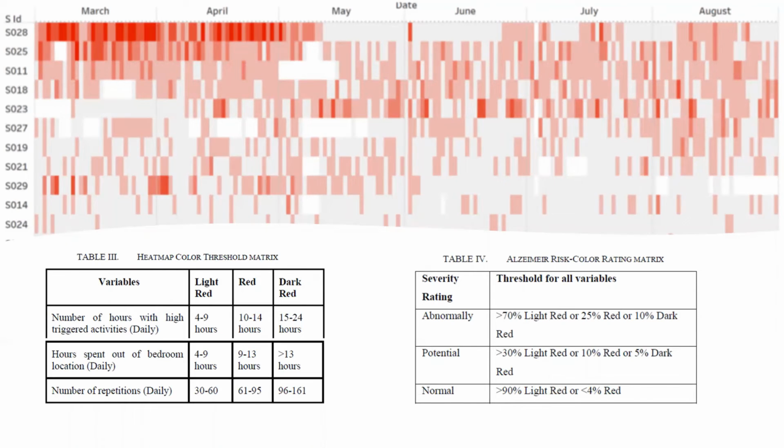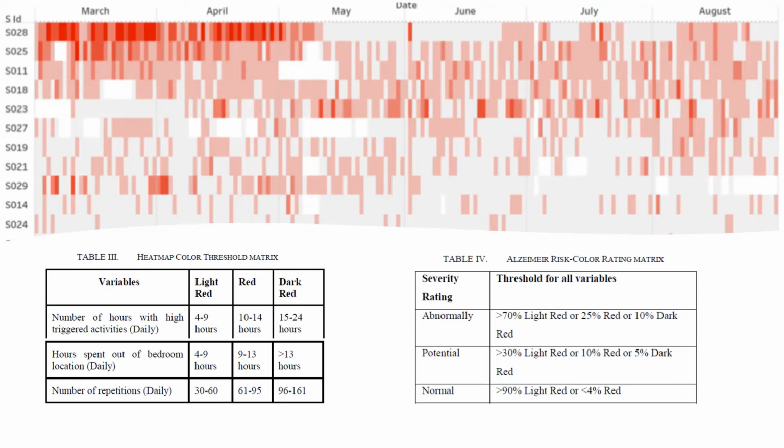Now, each of these variables had a different color. The colors meant the number of hours, so they varied. Light red for the first variable would be 4 to 9 hours. Red would be 10 to 14 hours. And dark red would be 15 to 24 hours.